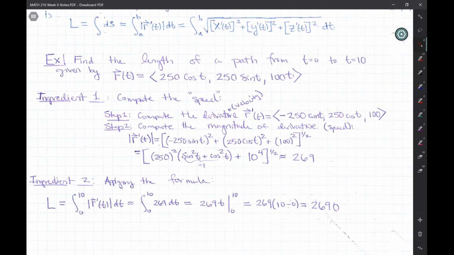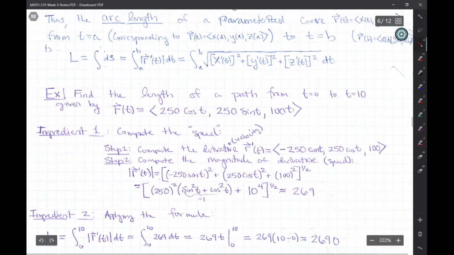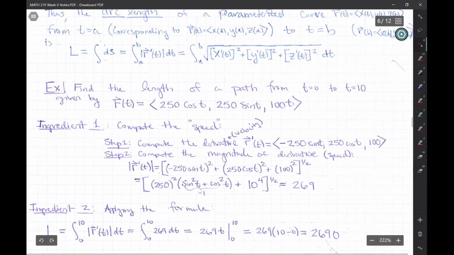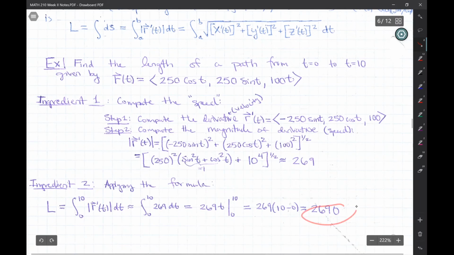And now let's apply the length formula. So we're going to put the ingredients together, making sure we get the correct bounds. We have our speed here, which just turned out to be the constant 269. And we started at t equals 0 and are going to t equals 10. So that's where the a and b are being filled. And it's just a straightforward integral at that point. So the length of that spiral that you saw is 2,690.